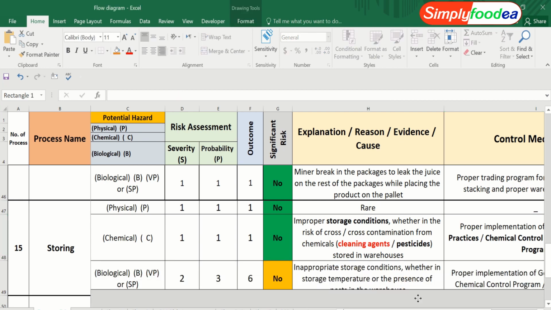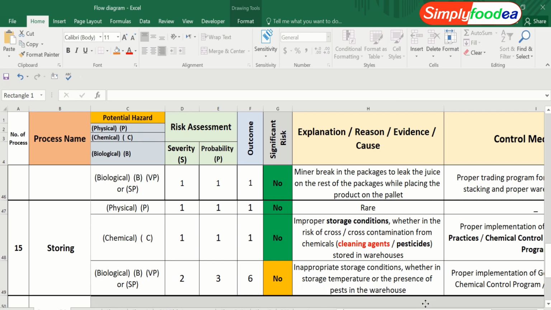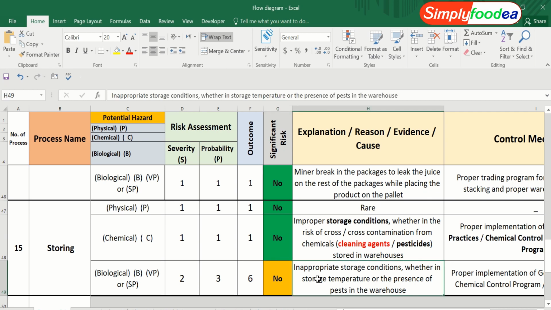The biological hazard, the HACCP team have decided that the probability is 3 and severity is 2, so it is a middle significant risk. So why has the HACCP team decided this? Because of a very important topic, the improper storage conditions and presence of pests in the warehouses.